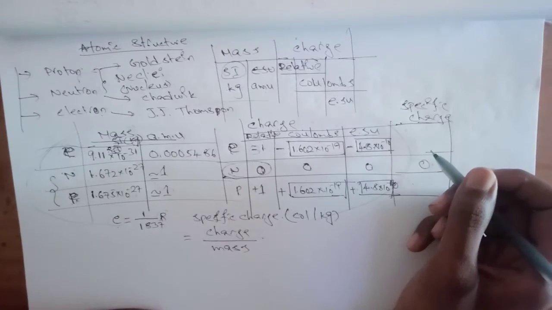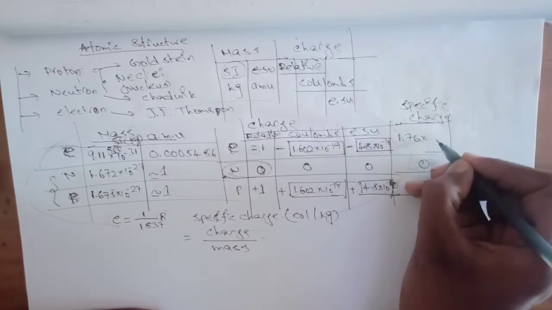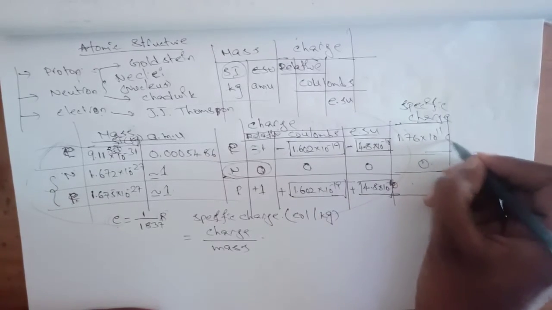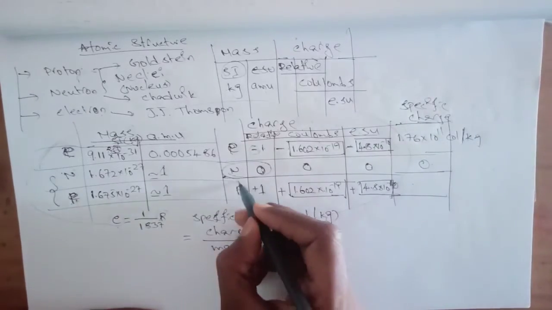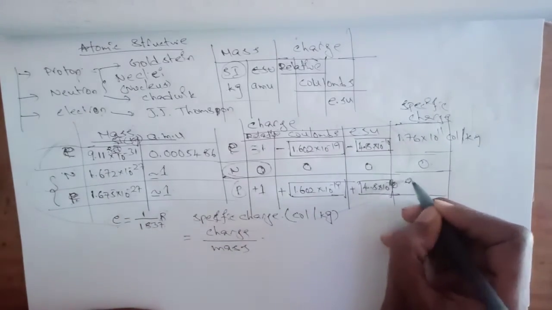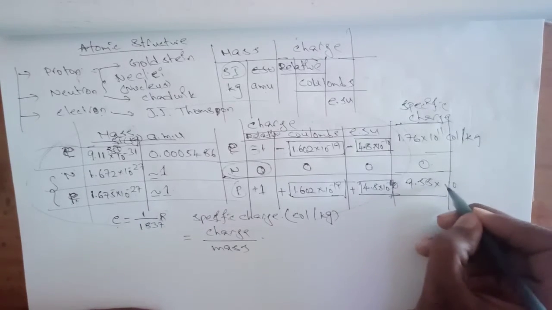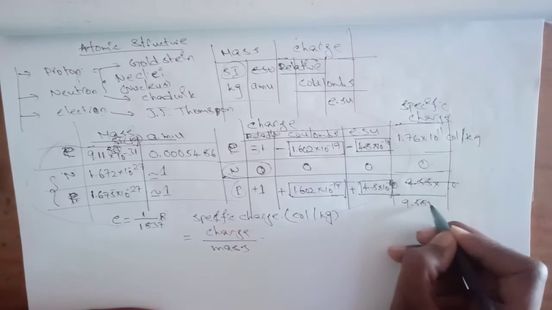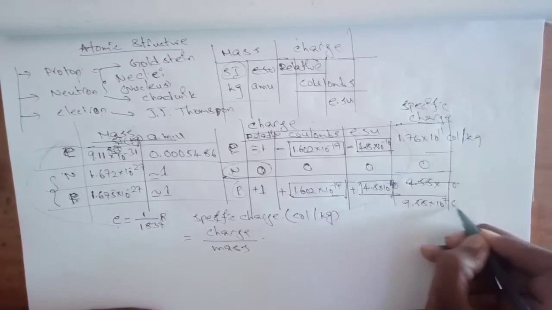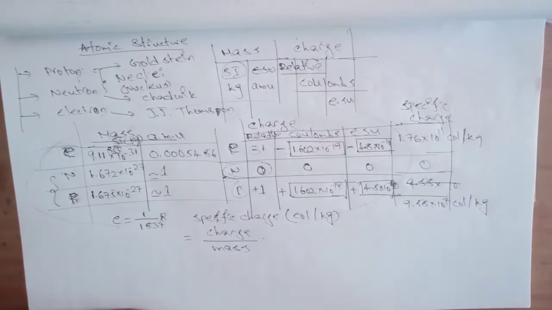and the specific charge of electron is 1.76 into 10 power 11 coulomb per kg, and the specific charge of proton is 9.58 into 10 power 7 coulomb per kg. These things we have to remember.